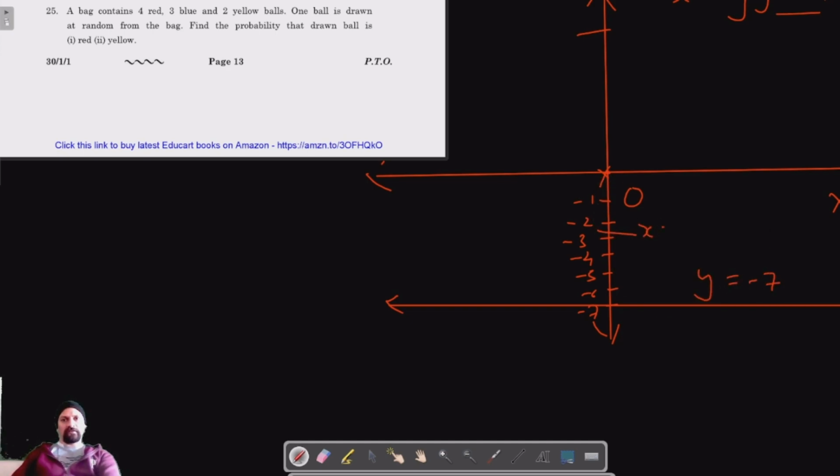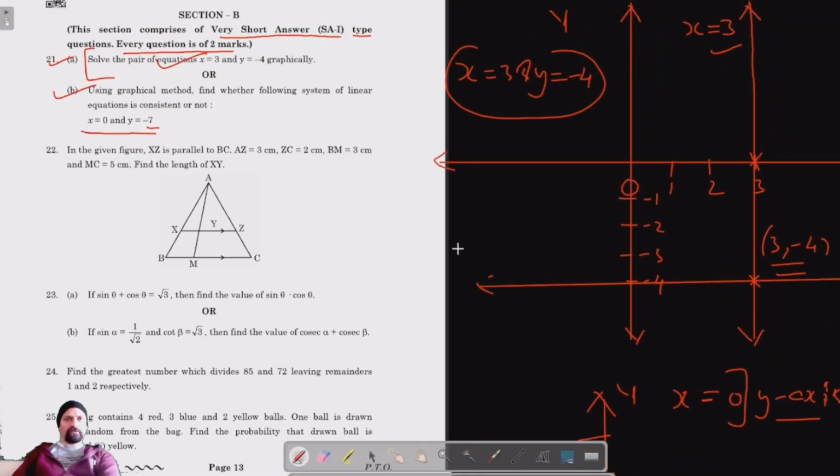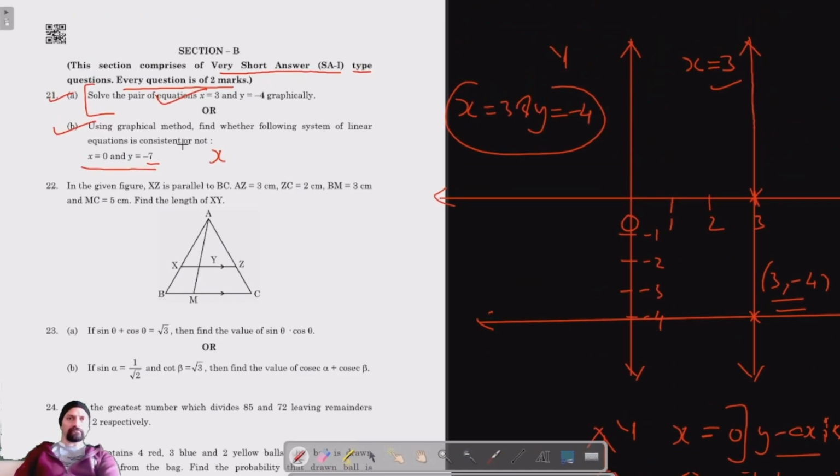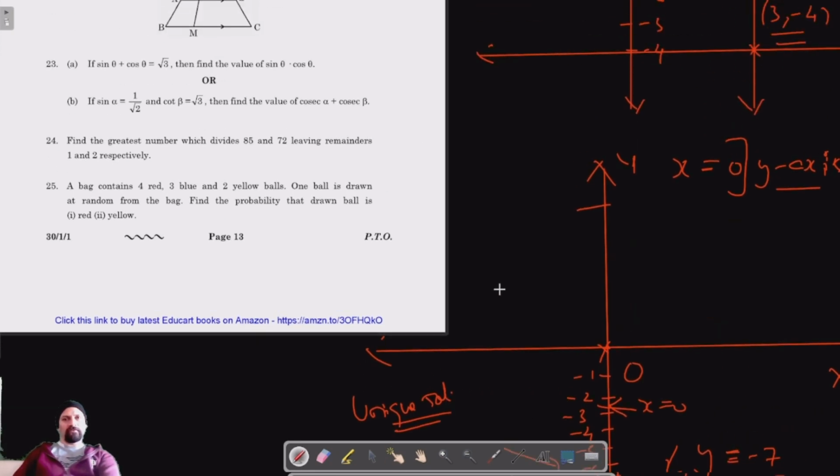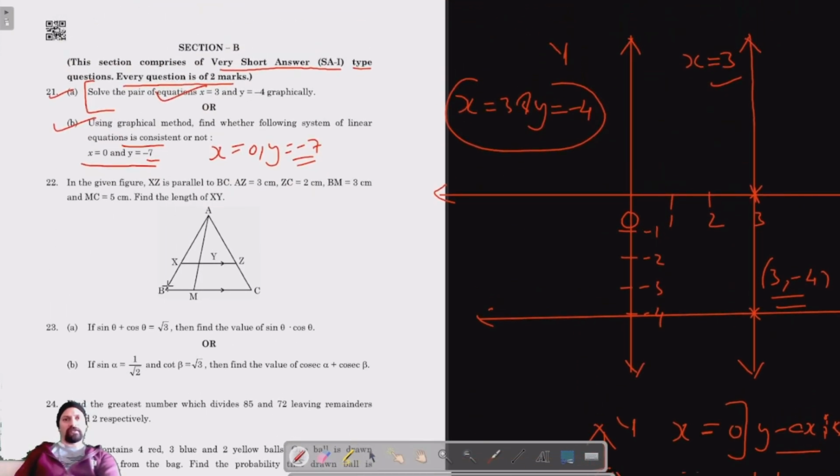Now this is x is equal to 0 and this is y is equal to -7. Both of them are intersecting at the point 0, comma, -7. That is the point on the y-axis. So the solution for this is x is equal to 0 and y is equal to -7, and by graph there is a unique solution. That means the given pair of equations are consistent.